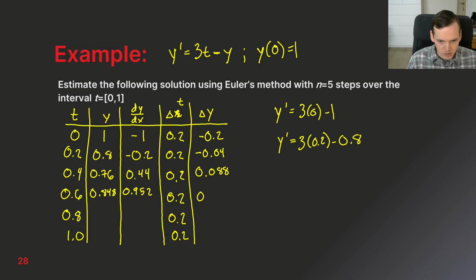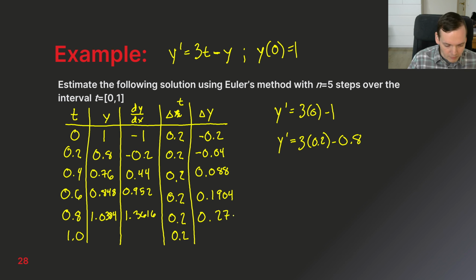0.952 times 0.2 is 0.1904. Adding these points to get the next value, I get 1.0384. Finding the new slope should be 1.3616. And again, I encourage you to try these yourself. I'm just writing them out so you can double check the work. And then a delta y here of 0.2722. And now for our final approximation, I don't actually have that one written down.